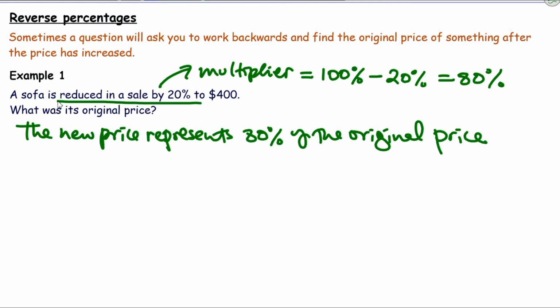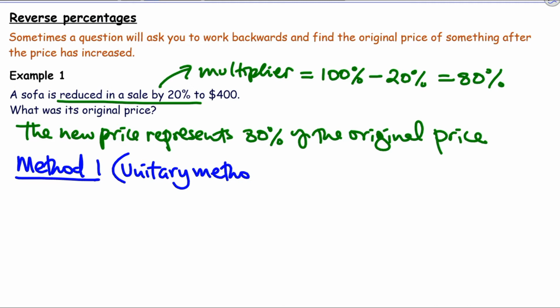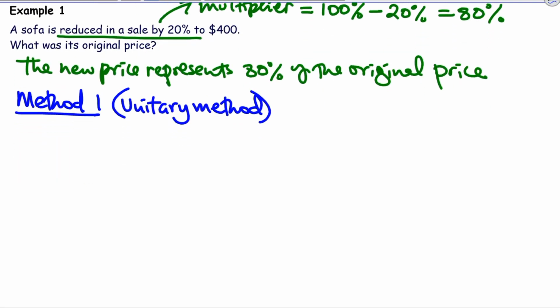Okay, so we understand what's happening here. Now we need to find a way of solving this problem. Method one, you can use what we call the unitary method. Now this is how the unitary method works. We know that 80% of the value of this sofa is $400. So we know that 80% is $400.